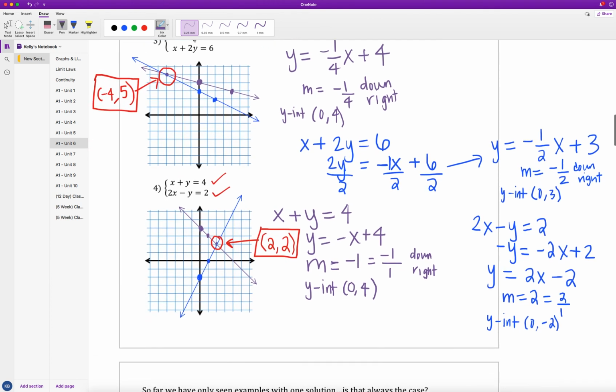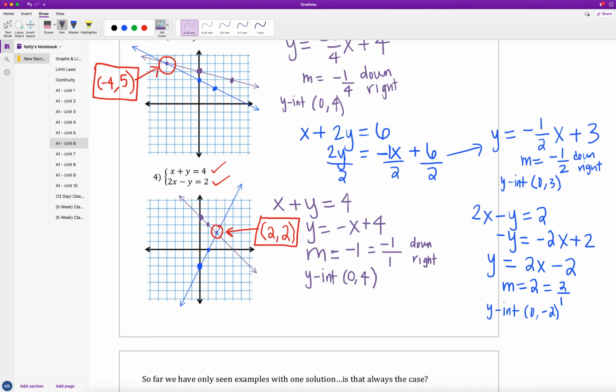Now, you might be wondering, we kind of talked about this, but so far we've only seen examples with one solution. Do you guys think that's always the case? Is it only possible to intersect once? Could I intersect more than once? Could I not intersect at all, maybe? What do you guys think? So that's not the only case.